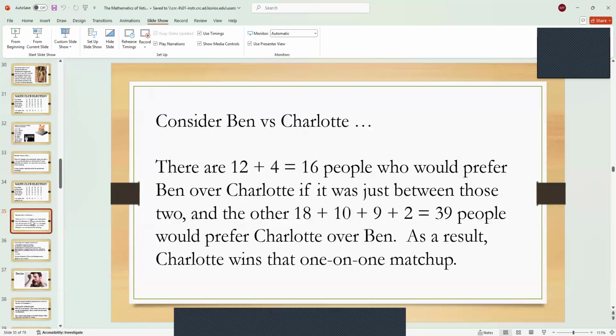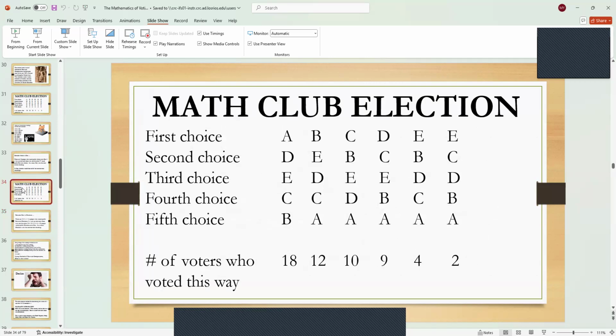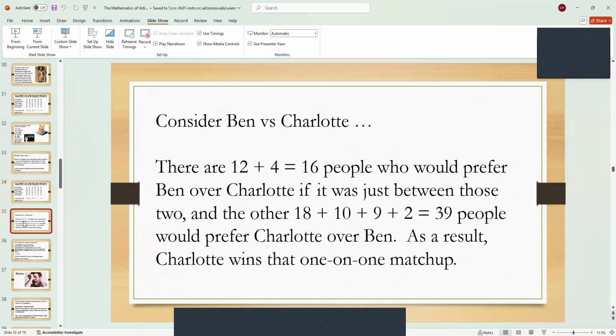Make sure you understand how that happened. This is very important that you can be able to look at this and see who has, for example, between Ben and Charlotte. I just randomly have that one chosen. Between Ben and Charlotte, who would win? In other words, if I erased all the A's and the D's and the E's and pushed it up into a 2-row preference schedule, who would be the winner? Well, apparently Charlotte would be the winner 39 to 16. So Charlotte wins that one-on-one matchup.